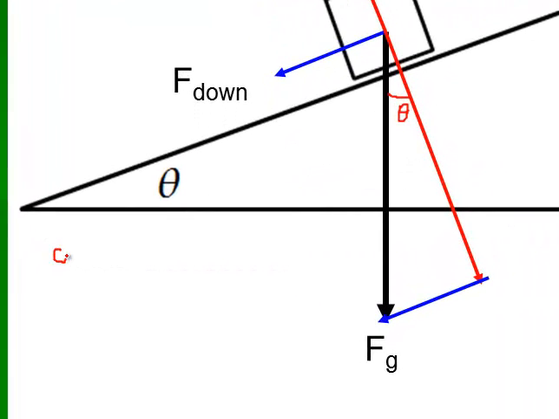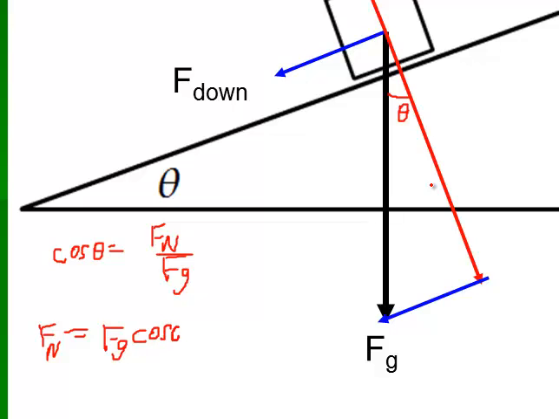Now, what happens if you take the cosine of this angle? Well, you would get adjacent over hypotenuse. So you would get Fn over Fg. So if you solve this for Fn, you would get Fg cosine theta. And remember, Fg is just the force of gravity. To get the force of gravity, you just do the object's mass times gravity, so mg cosine theta.